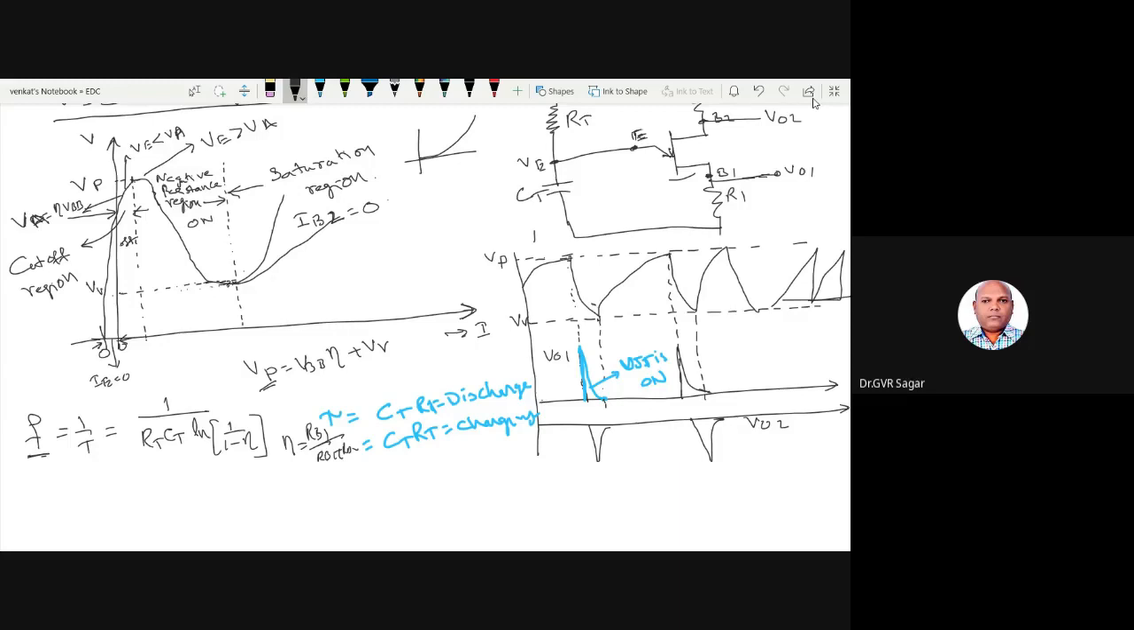And how much is the frequency of oscillations? Charging and discharging, charging and discharging. How much is the frequency of oscillation? This can be obtained by this formula, right? And the different applications were also covered. So this is about the UJT, the unijunction transistor.